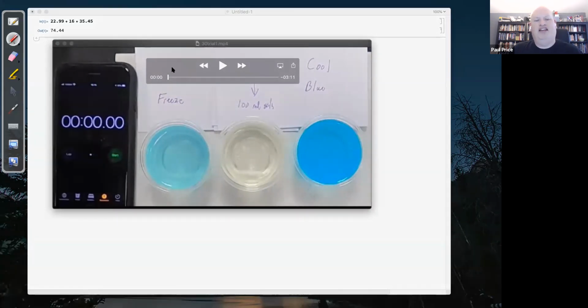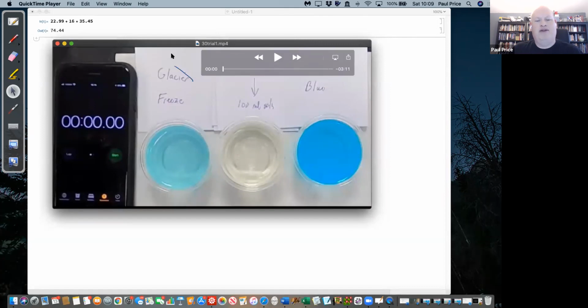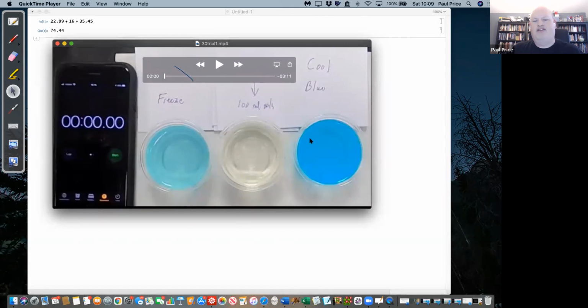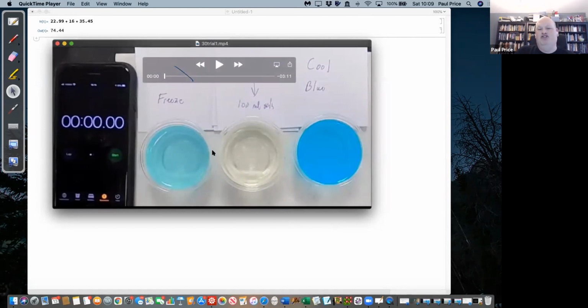I've got two different types of Gatorade. I've got Glacier Freeze on the left, and on the right, I've got Cool Blue. If you go down to 7-Eleven or somewhere, you can grab those two. Those are just the Gatorade stock solutions. I just poured them into two cups. And in the middle, I've got some bleach. That's just bleach.